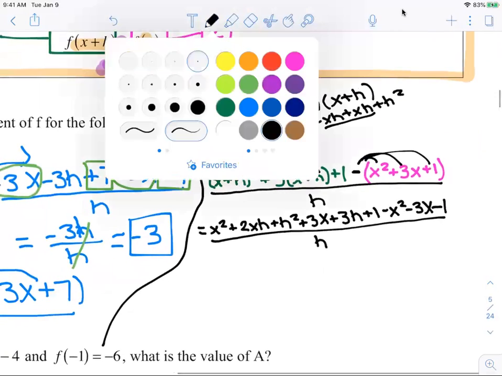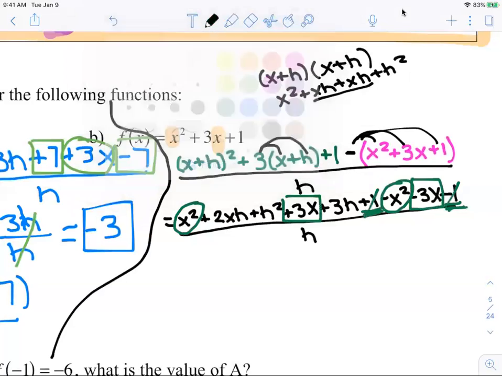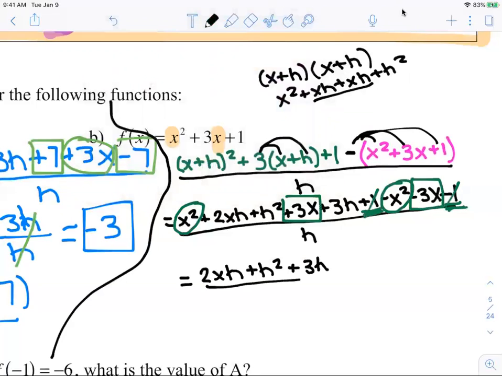So again, now I'm going to combine like terms. Notice though, a lot of things should drop out. X squared minus x squared is 0. I also have a positive 3x and I have a minus 3x. That is 0. I also have a plus 1 and then minus 1. That drops out. So those are gone as well. So the only thing I have left on the top is 2xh plus h squared plus 3h all over h.